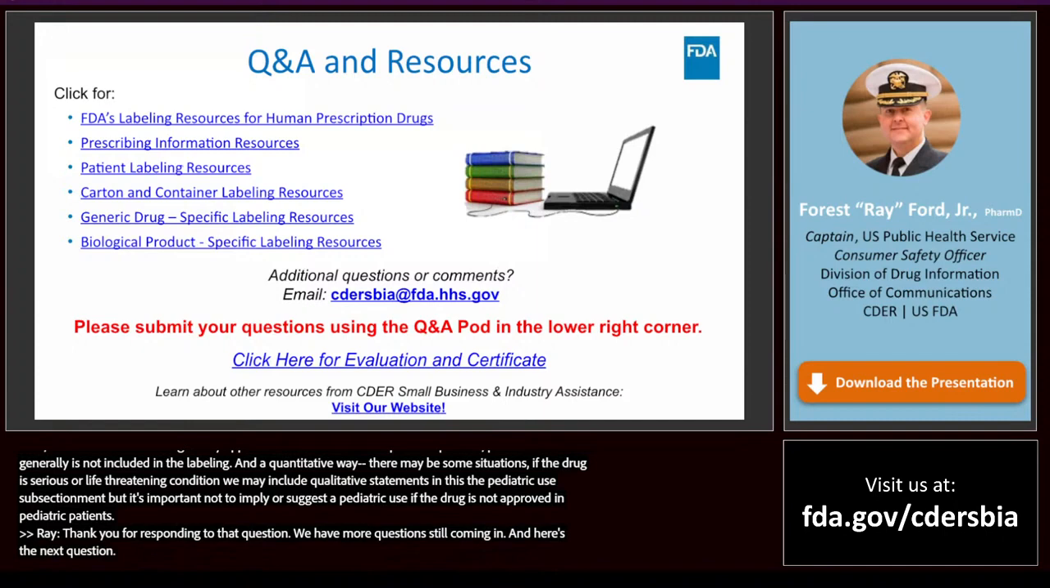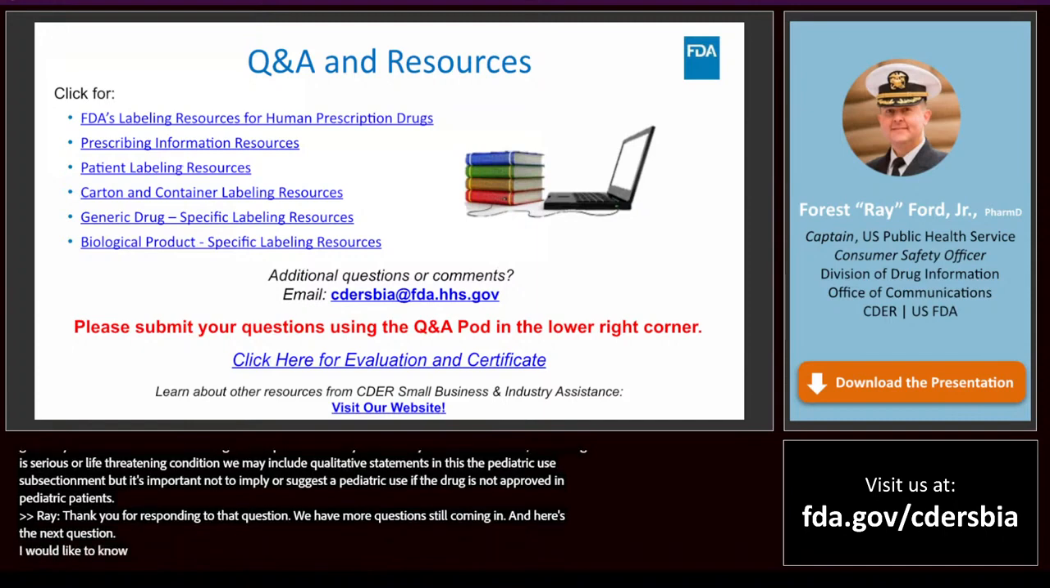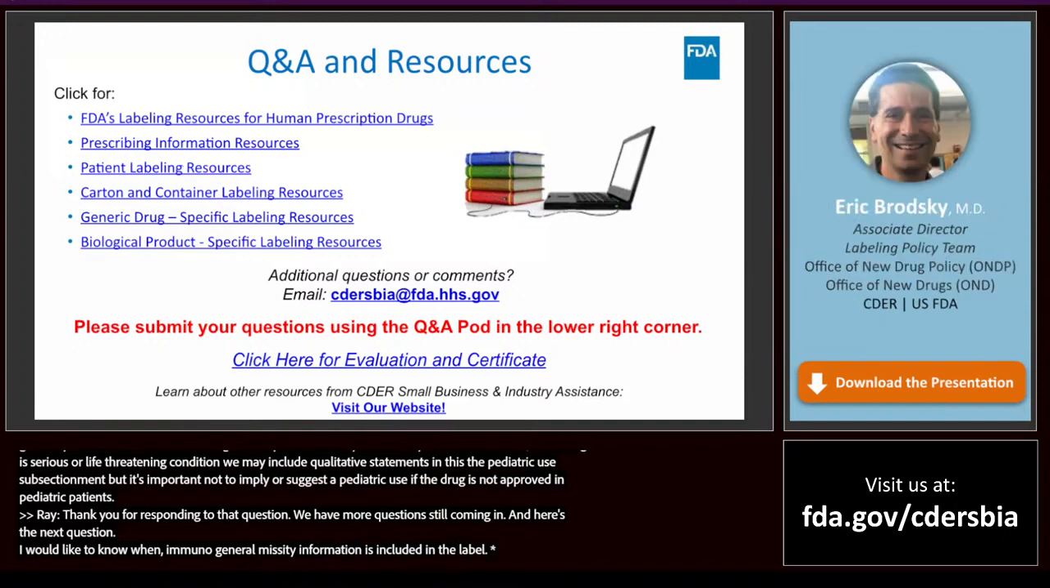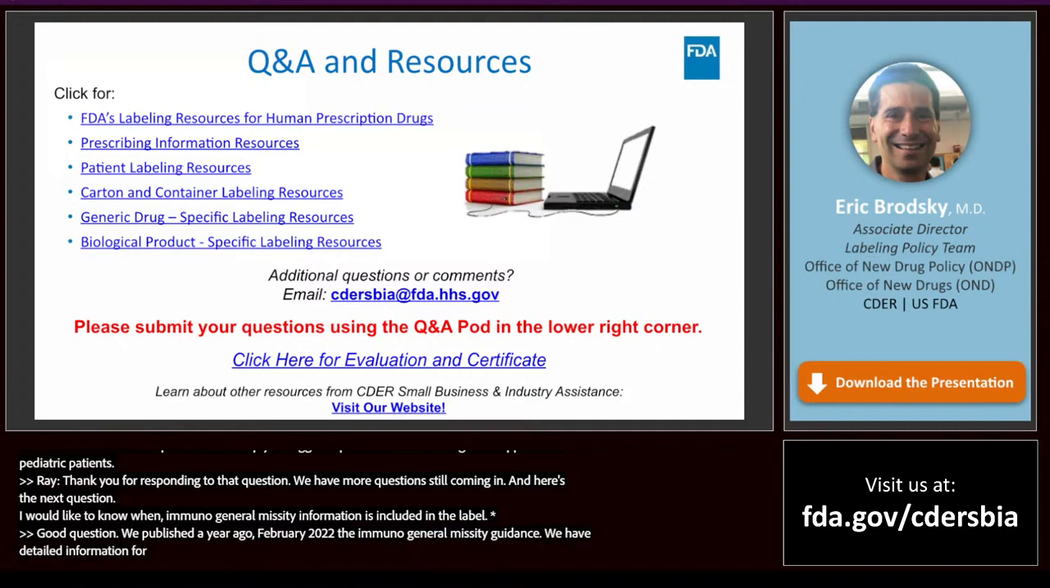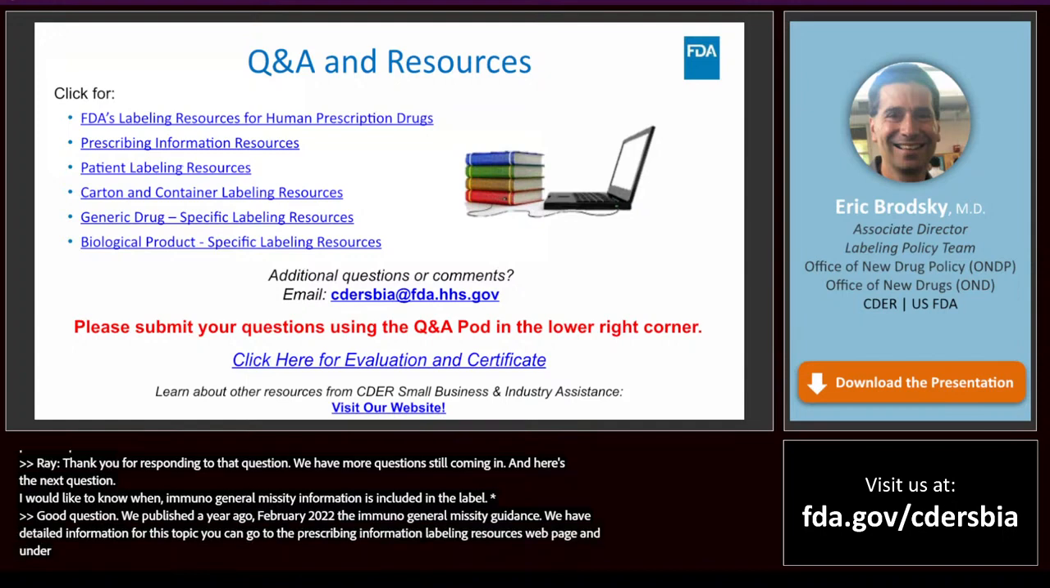I would like to know when immunogenicity information is included in the label. Good question. So we published a year ago, February 2022, the immunogenicity labeling guidance, and we also did a talk. For some more detailed information about this topic, you could go to the prescribing information labeling resources webpage, and under 12.6 immunogenicity, you can find the guidance as well as the presentation.